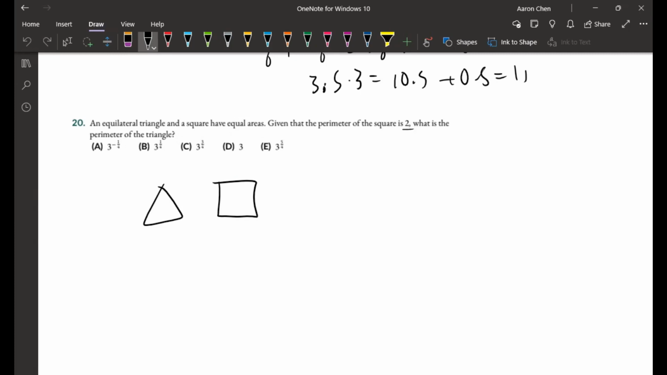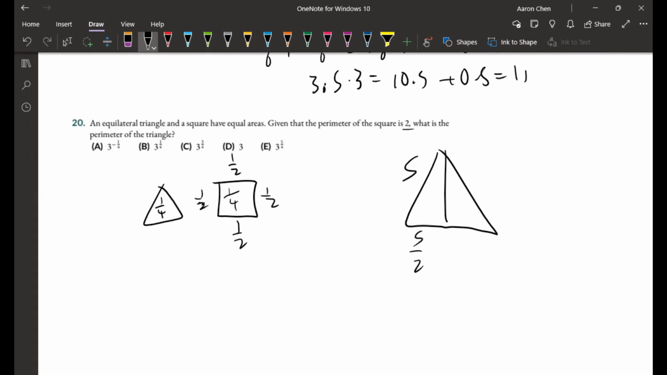So the perimeter of the square is 2, which means that each of these sides is 1/2. And we know that they have equal area, so the area of this square is 1/4, so the area of this equilateral triangle is 1/4. Now to find the area of an equilateral triangle, let this side be S, and then this is a 30, 60, 90 right triangle. So this is S over 2, and this is S root 3 over 2. And so the area of this triangle is S squared root 3 over 4.